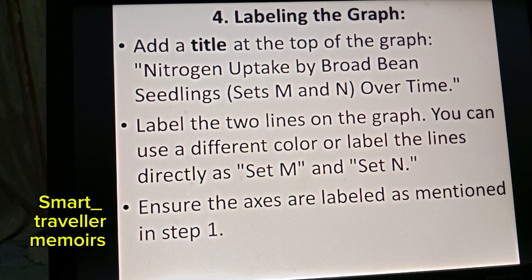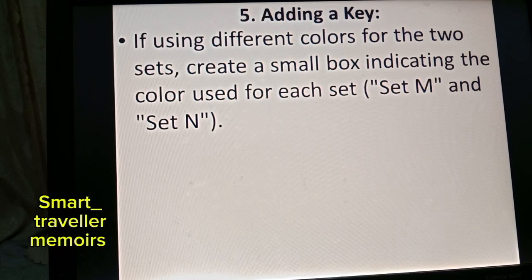Add a title to the top of the graph: nitrogen uptake by broad bean seedlings, set M and N over time. Label the two lines of the graph. You can use a different color or label the lines directly as set M and set N. Ensure the axes are labeled as mentioned in step 1. If using different colors for the two sets, create a small box indicating the color used for each set, M and N.